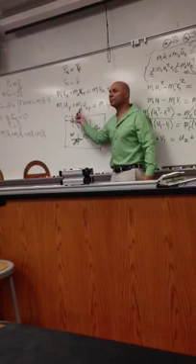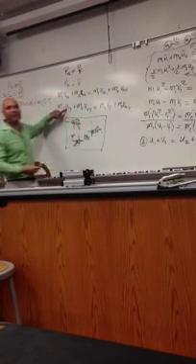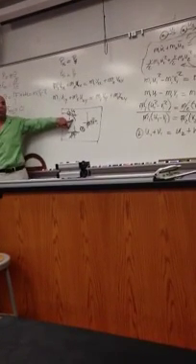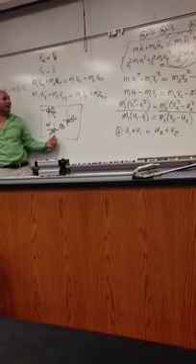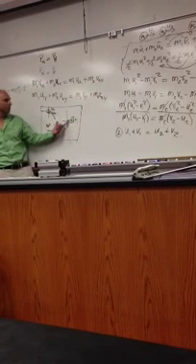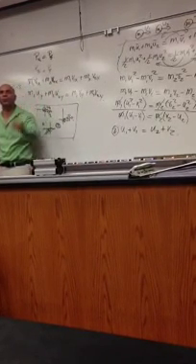The same for y. This is 0. This is N1 u1y. This y is positive or negative? Negative, because it's in this quadrant. And this, negative. And this, positive. And you set up the system of equations, and you will need to solve for 2 equations.